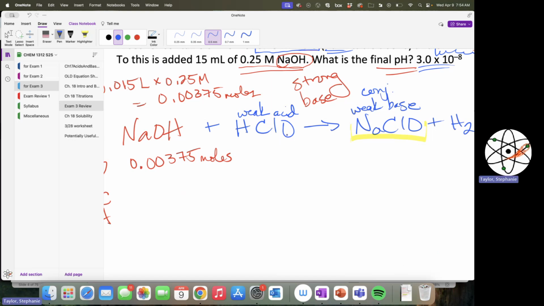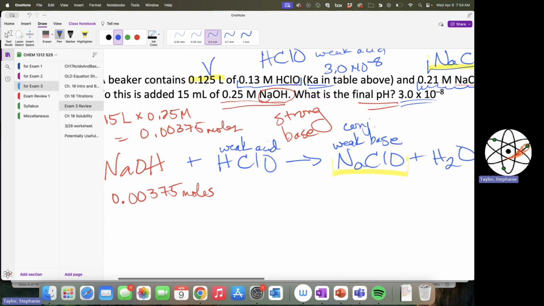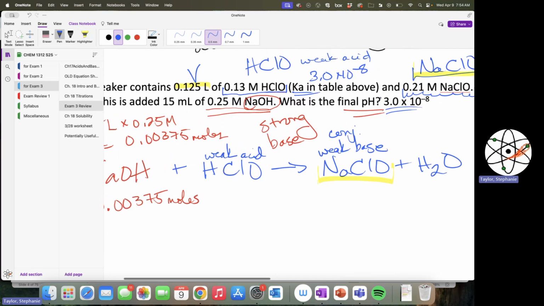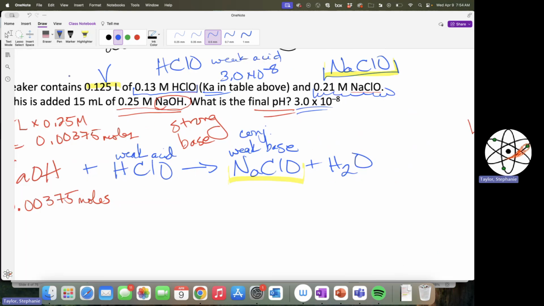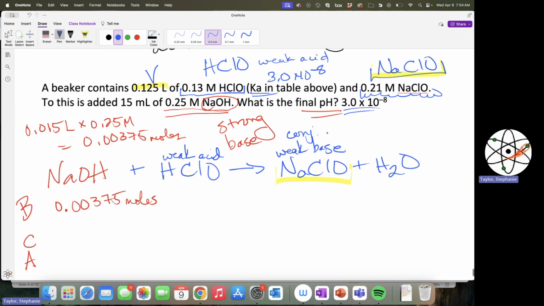So in the problem, I have HClO and I have NaClO. I therefore have a weak acid and its conjugate base. I have molarities for both of those, which means, even though the problem never said this, that I have a buffer. So this is actually a buffer problem.